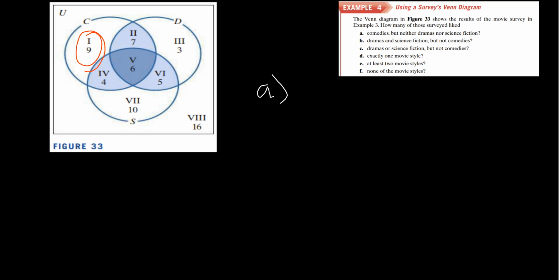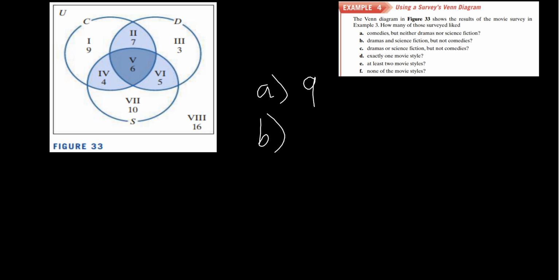It's these people right here, and honestly, I don't know, not that y'all care, but I bet that's where I go. That's where I'm at. I'm not big on drama, science fiction. I mean, I like Star Trek, but everything else I really don't like sci-fi. So the answer here would just be 9. That's probably where I'd be. I just like comedies.